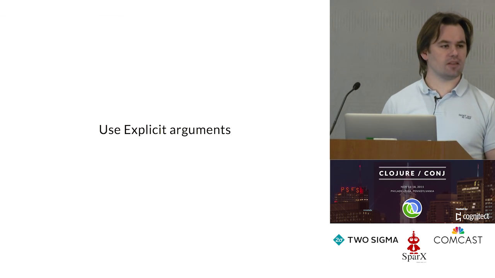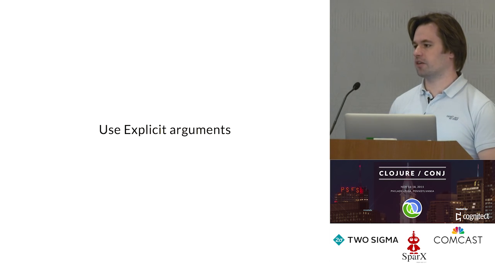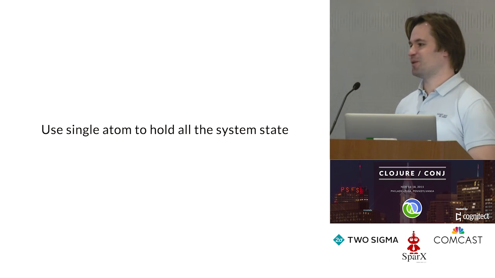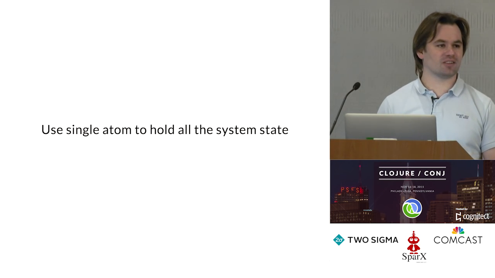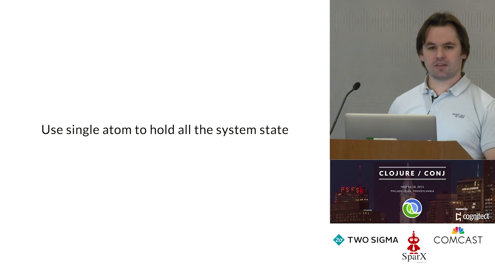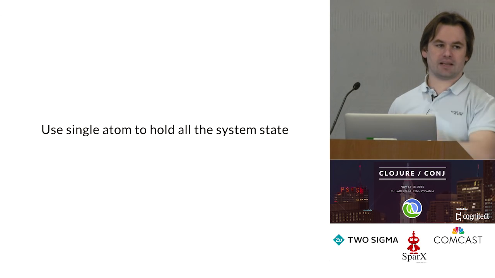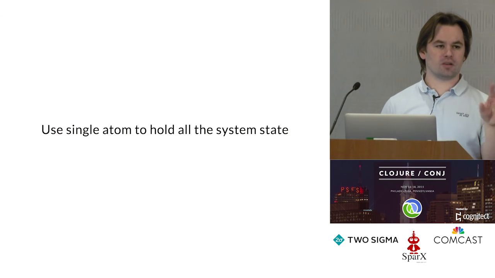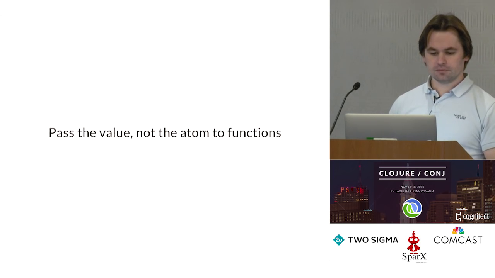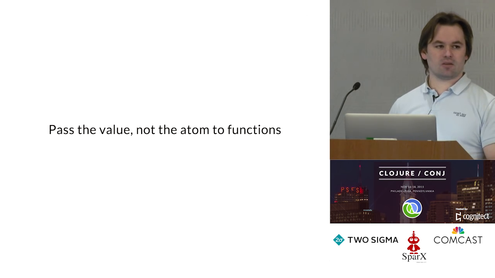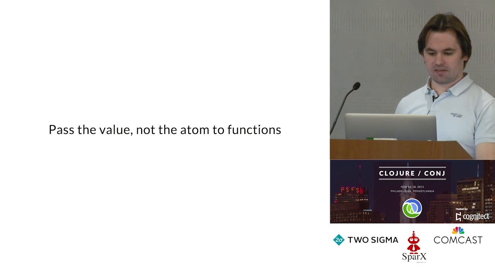So my recommendation in this case is to use explicit arguments as far as you can go, and use a single atom to hold all the system state. We had this before in the Om Next talk, right? David Nolen has a proposal of that on the client. It's not possible in every case, but you need to make sure that when you use multiple atoms, there's no simple way of coordination. And in the end, I would recommend not passing the actual state atom, but a value, and then making your function return another value.